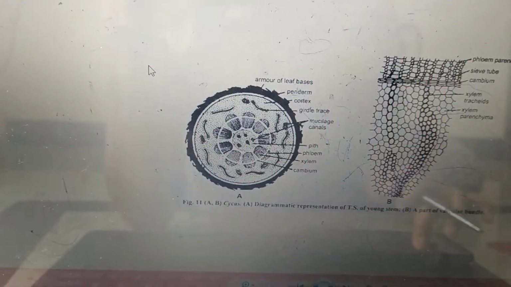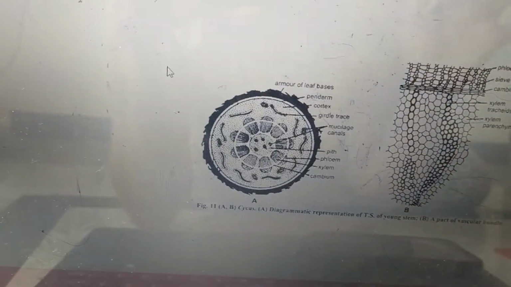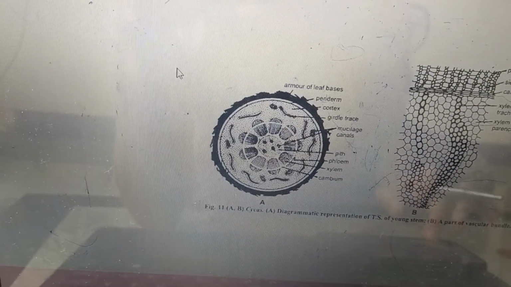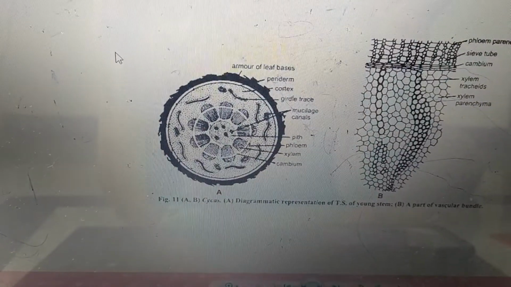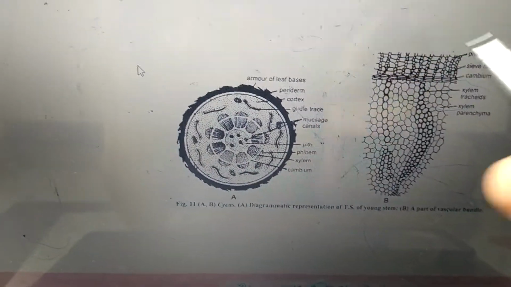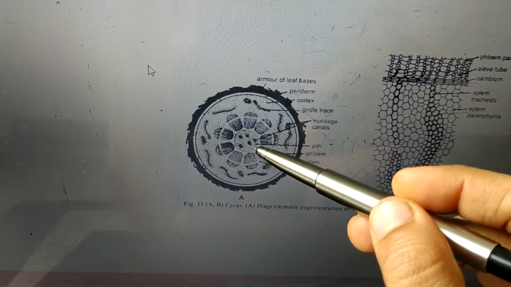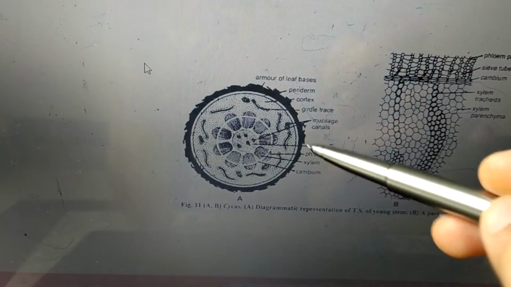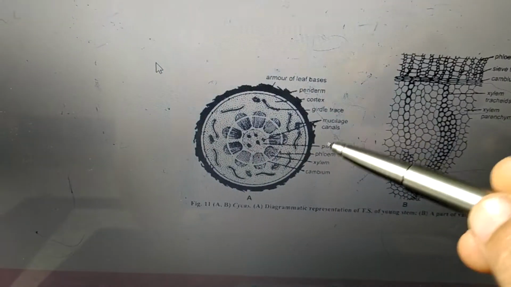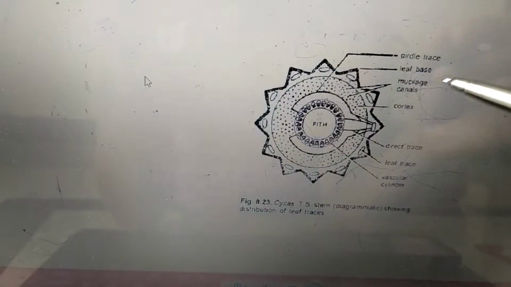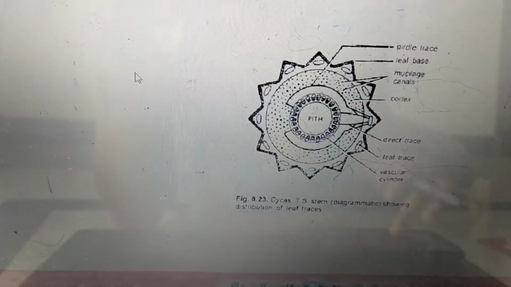Now speaking about the stele, here the stele is an ectophloic siphonostele, where we can see the formation of leaf traces. Now the leaf traces are of two types in case of Cycas. This is another peculiar character. One type is called girdle trace, another one is a direct trace. This diagram shows us clearly the girdle trace as well as the direct trace.